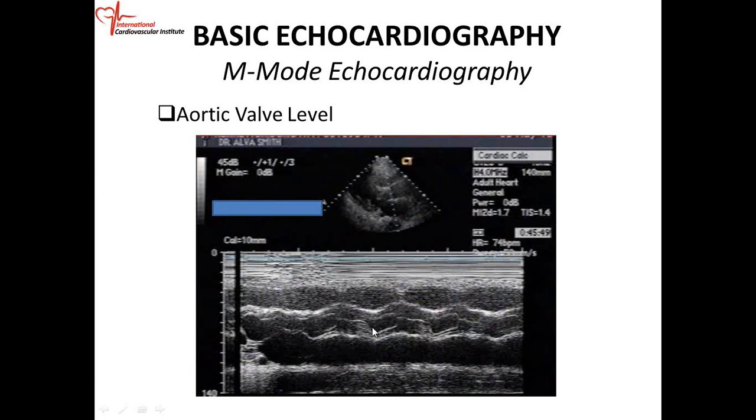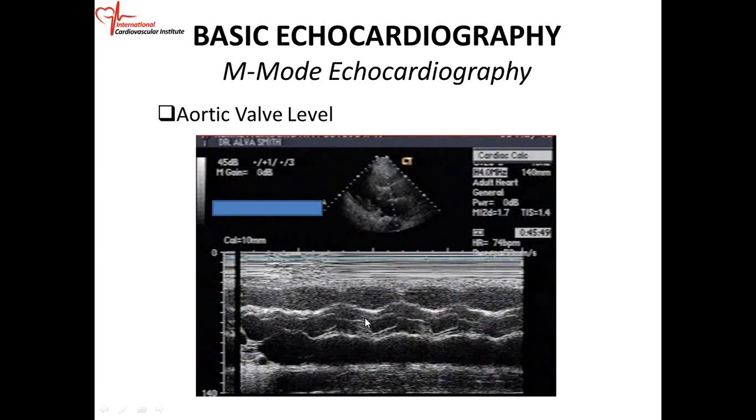The aortic valve opens in systole and it has this box-like configuration. Your ECG is always on top or below, and you can just check it. The aortic valve opens in systole and it closes in diastole.